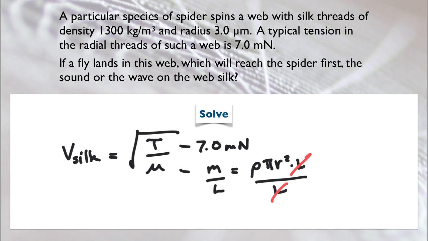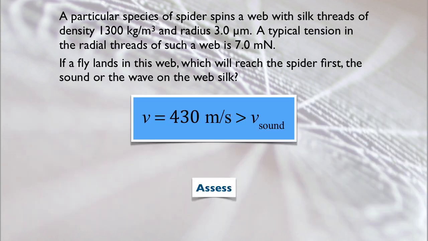If I do that, I get a speed of the wave on the web silk of 430 meters per second. That is, in fact, bigger than the speed of sound, which is 340 meters per second. And so the wave on the silk gets there first. My assessment is that seems reasonable, because if an insect lands in the silk, I want the spider to know about it quickly. And so I want it to be comparable to the speed of sound in air, maybe a little bit greater. So the spider gets the news first before the insect knows the spider is coming. And that number seems quite reasonable.